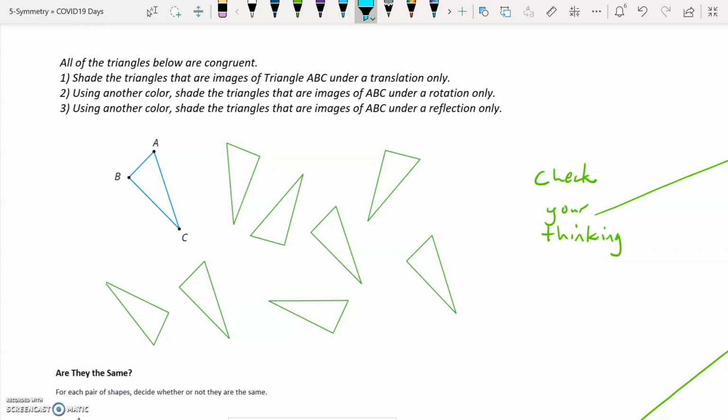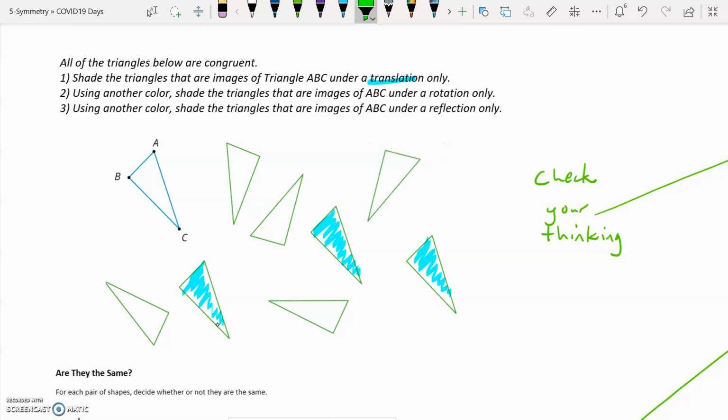That means you're looking for triangles that are in the same orientation, just in a different spot. So for a translation, that would be this one, and that one. So there are 3 of them. They're not the same location, same orientation. They haven't spun, they haven't flipped over, they're not mirror images. They're just kind of like taking that ABC and stamping it in a few different spots.